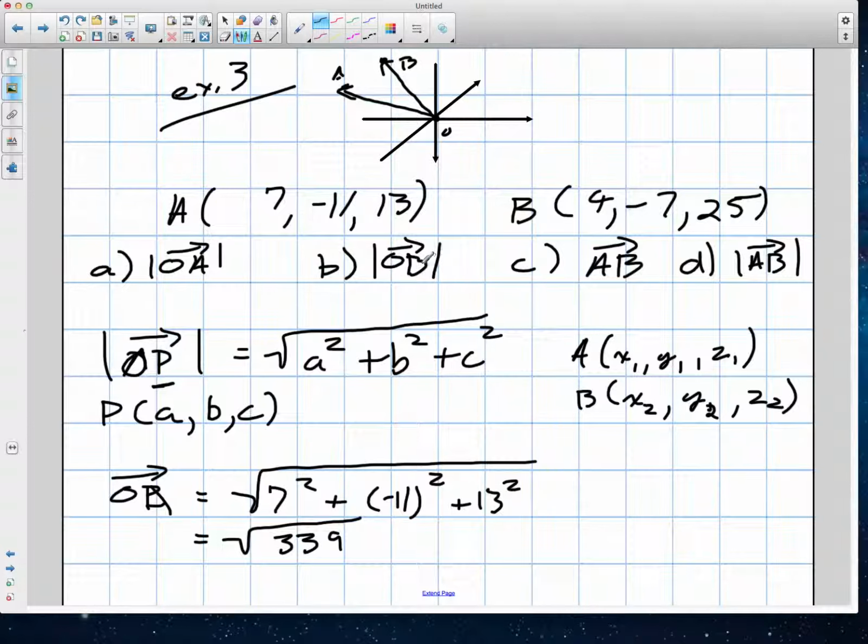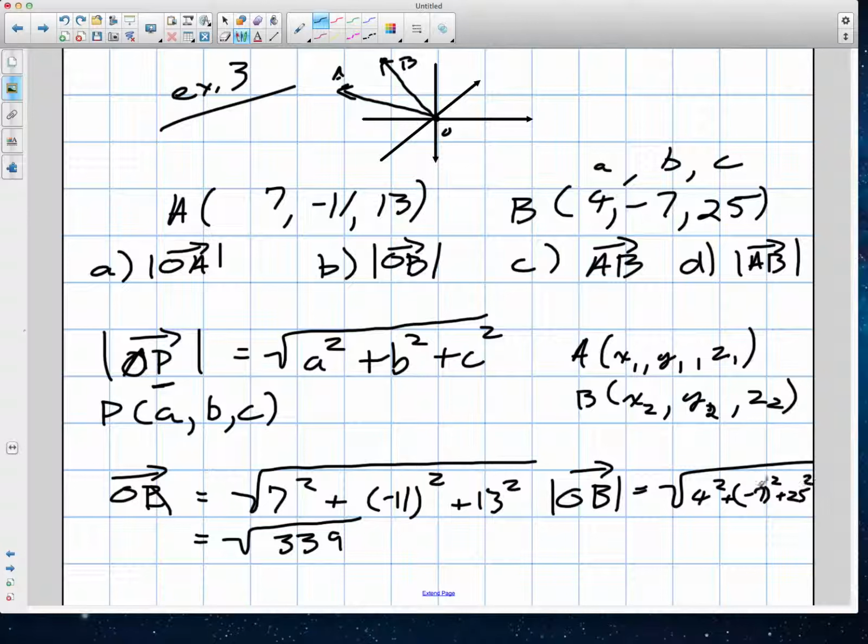OB, same idea, because we have our values of A, B, and C. Well, OB, we're finding the absolute value of it, is the square root of 4 squared plus -7 squared plus 25 squared. When you add those all together, we get the root of 690, which is a little over 25, or 26, I think. So, a much larger value. I'm not going to put the decimals in because we're trying to keep it as exact values. So that gives us the magnitude of OA and OB.